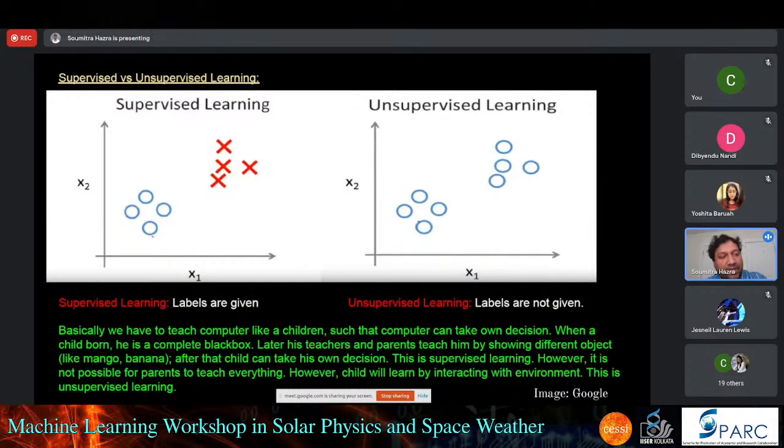And after that teaching, the child can take his own decision. So this is kind of a supervised way of teaching. Here you see that in supervised learning, labels are given. When we train the computer, we already have the past information of the data. In that data, we know that this active region gives us flare and this active region doesn't give us flare. So based on the past labeled data, we will train the computer. And after that, the computer will take its own decision. So this method is supervised learning.